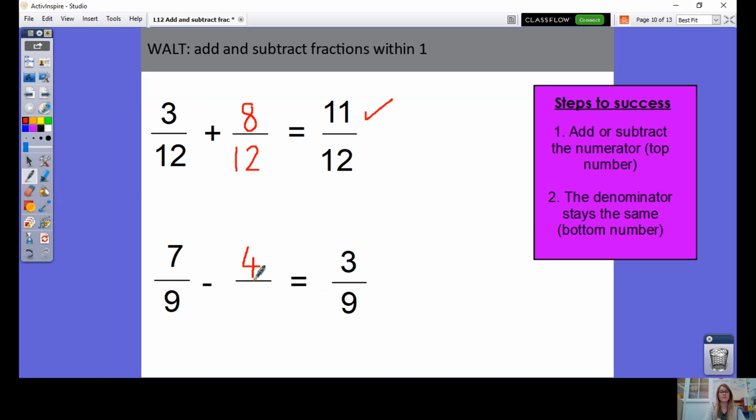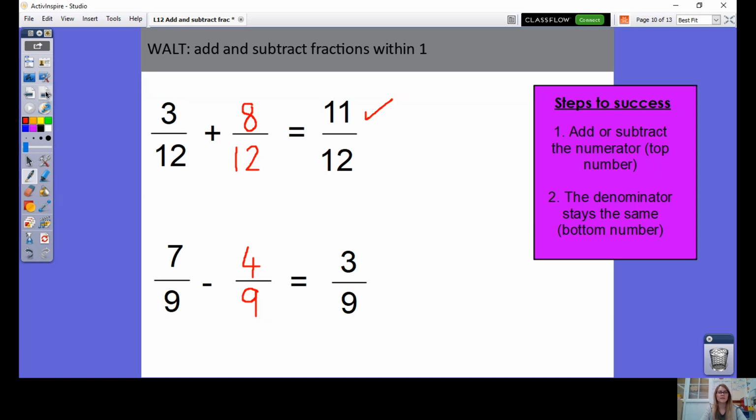And you can also draw your bar model to help you if you need to check. Then my denominator would also be 9. Okay, so that's what you're going to be doing on some of your apply questions today. So I just wanted to go through that just to make sure you know what you're doing.